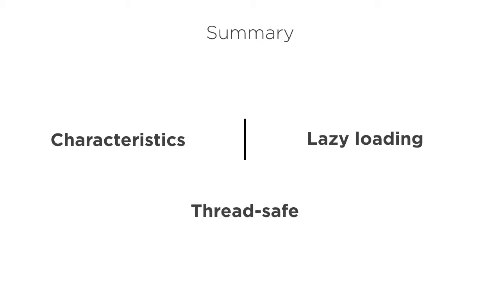In this video, we saw the characteristics of a singleton class, namely a single private instance, a non-public, no-argument constructor, and a static method which returns the reference to the sole singleton instance. Next, we saw how to code for lazy loading, which creates the object instance only when needed and reduces startup time of the application. Finally, we saw how to make the class thread safe.